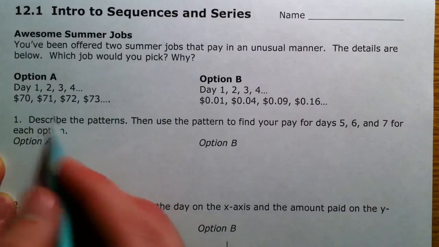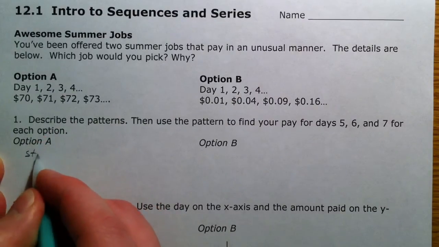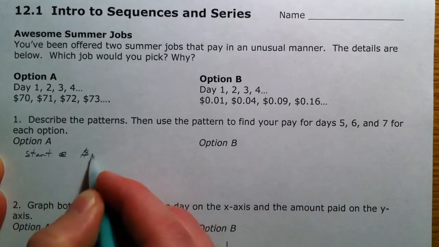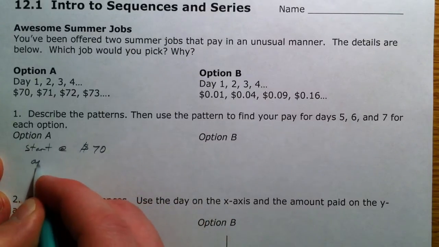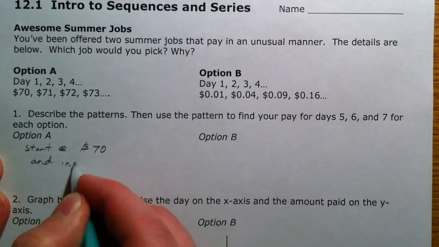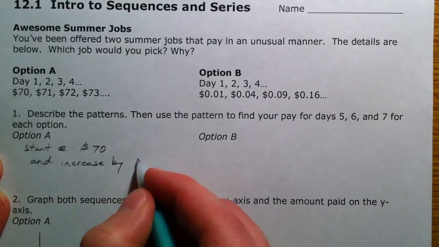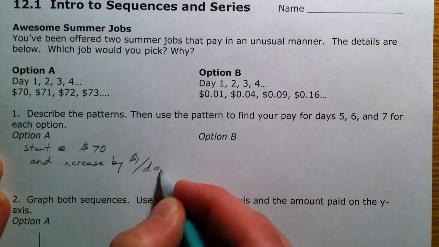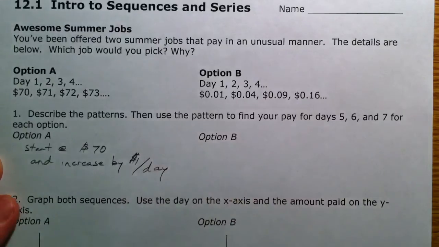And so you can sort of notice the pattern where you start at 70 and increase by $1 per day.